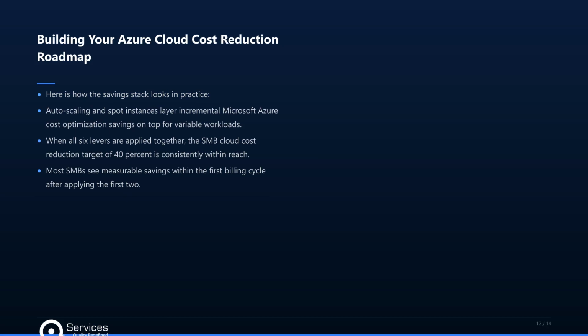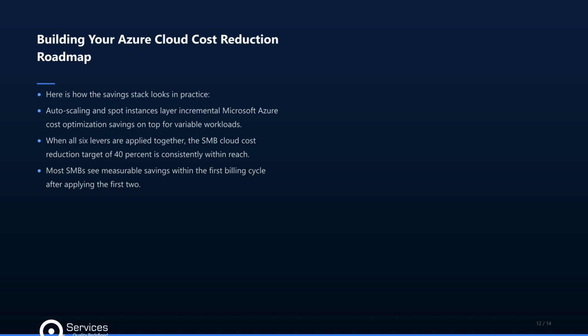A 40% reduction in Azure cloud costs is achievable for most SMBs, but it requires layering multiple strategies rather than relying on any single one. Here is how the savings stack looks in practice. Strategy: typical savings: reserved instances, 1 year.